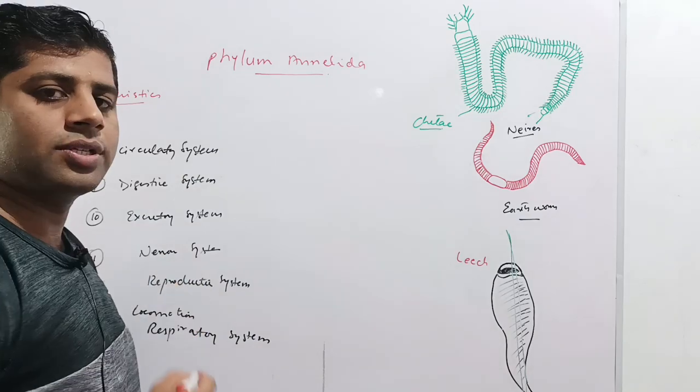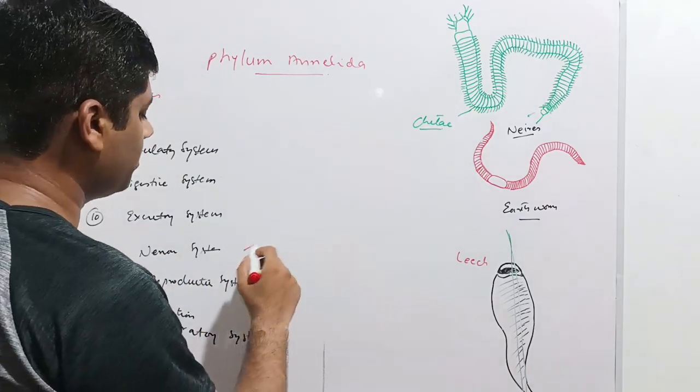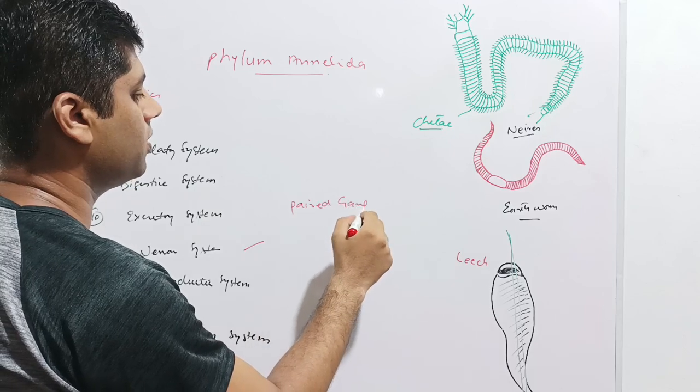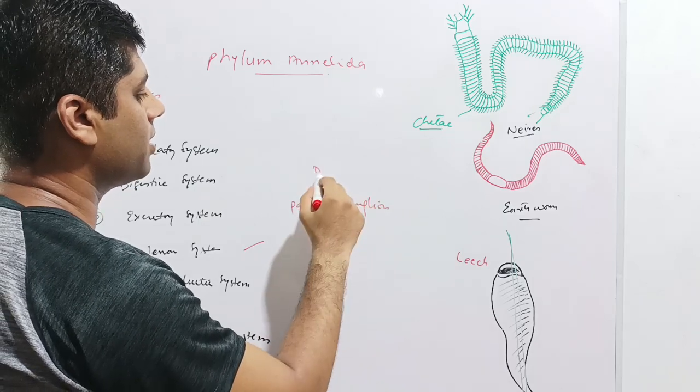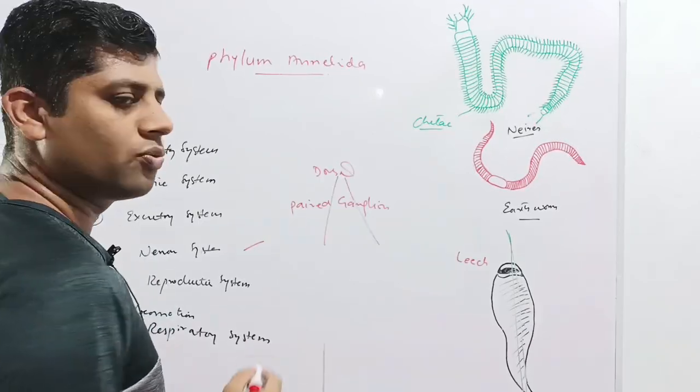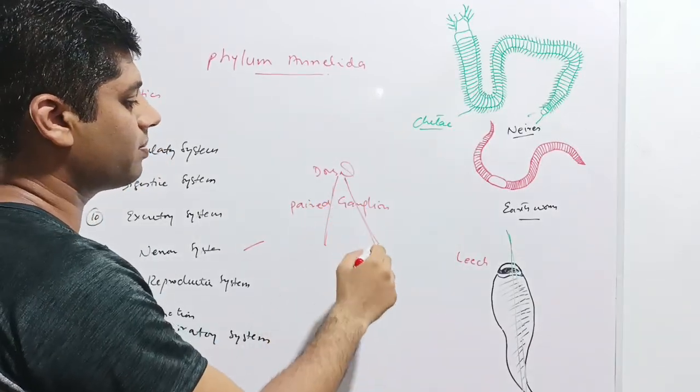Next is the nervous system. In the case of annelids, the nervous system comprises the paired ganglia. These paired ganglia lie on the dorsal surface of the body. So these are also referred to as dorsal ganglia, from which the nerve cords arise and are supplied to each segment.